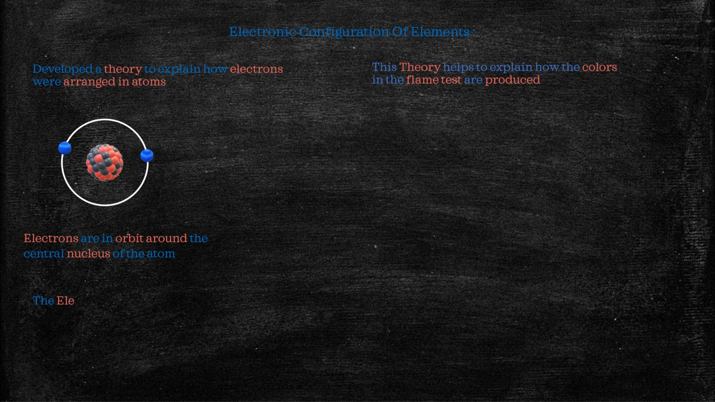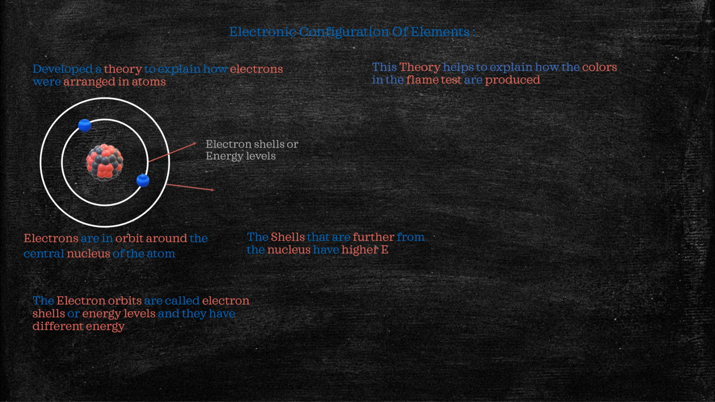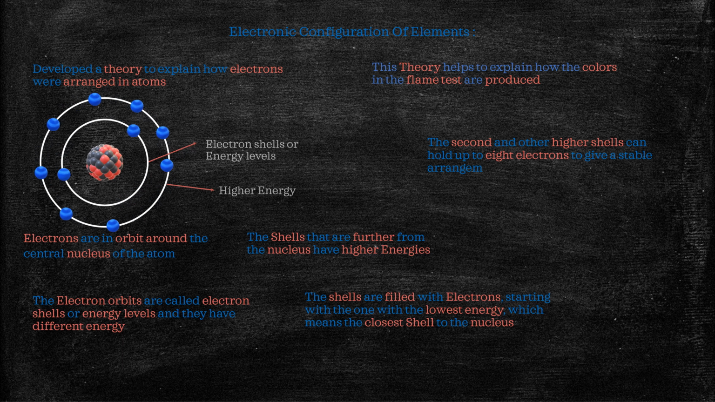The electron orbits are called electron shells or energy levels, and they have different energy. The shells that are further from the nucleus have higher energies. The shells are filled with electrons, starting with the one with the lowest energy, which means the closest shell to the nucleus. The first shell in any atom can only hold 2 electrons and nothing more. The second and other higher shells can hold up to 8 electrons to give a stable arrangement of electrons.